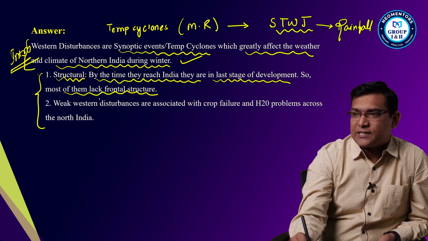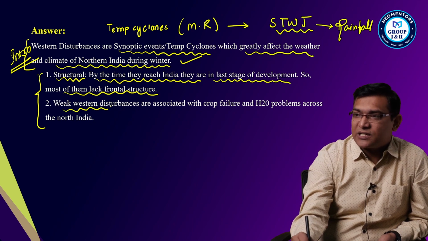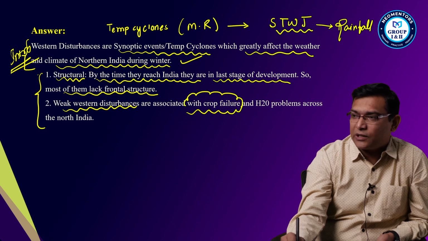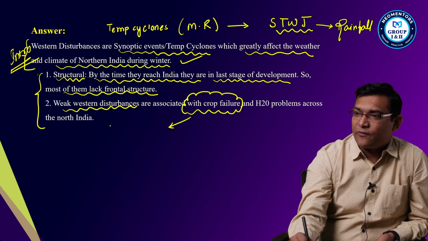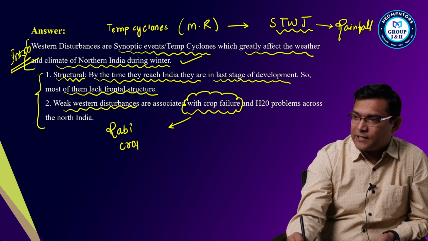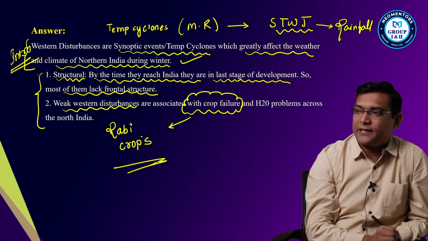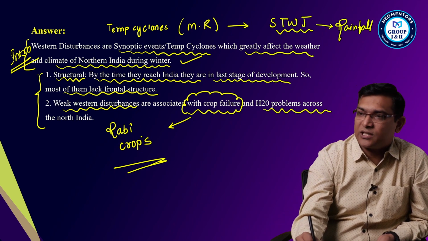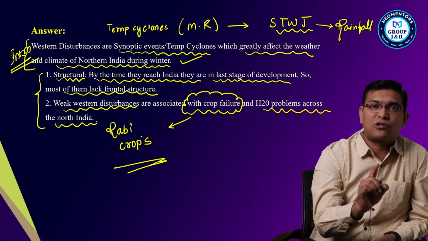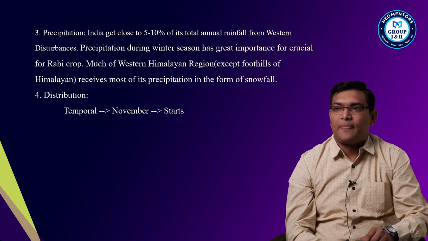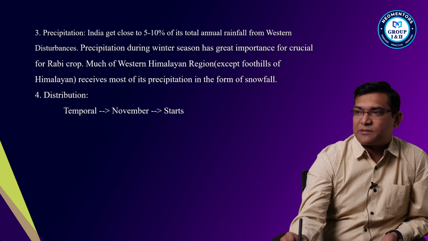Okay, so the second point, see, weak western disturbances are associated with crop failure. Why crop failure? See, these western disturbances bring relief to rabi crops, right? And also it will solve the water problem across northern India. So weak ones. Third one is precipitation.